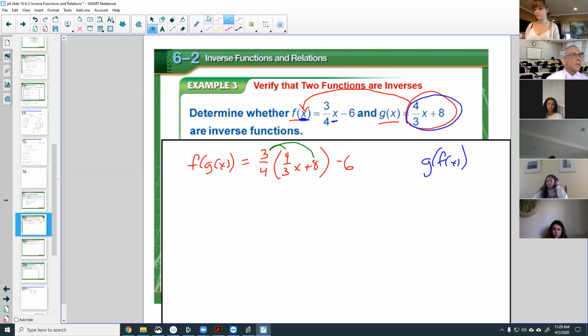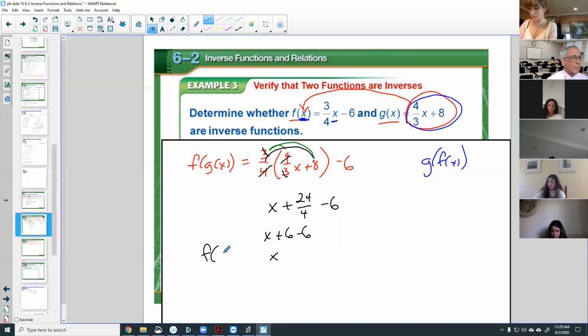We can see that here pretty easily. If I multiply 3/4 times 4/3, the 3's cancel out, the 4's cancel out, and I'm just left with x. And then if I multiply 3/4 times 8, that gives me 3 times 8 is 24/4, and then I still subtract 6. And 24/4 is the same as 6, so I can simplify that to 6. So I get x plus 6 minus 6, and I find out that f of g of x is equal to x.